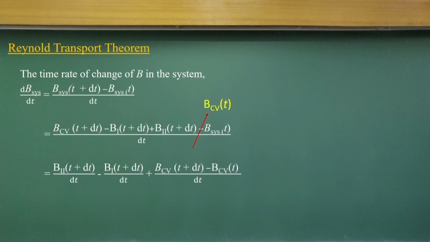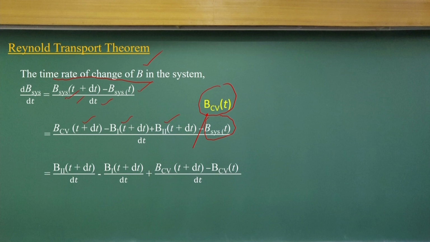Now, if I look at the simple definition from calculus, the time rate of change of B in the system is the system at t plus delta t minus the system at the t level. I just apply what I have derived, the 3 components at the 3 regions, replacing these values. Again I know that the B value of the extensive property of the system at t is equal to the B value of the extensive property of the control volume at t.